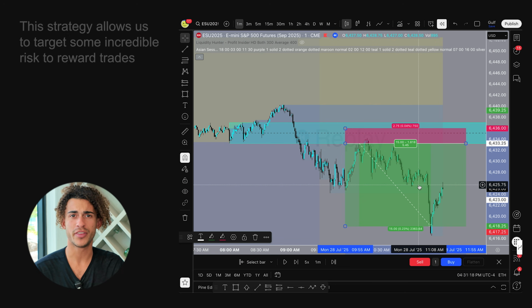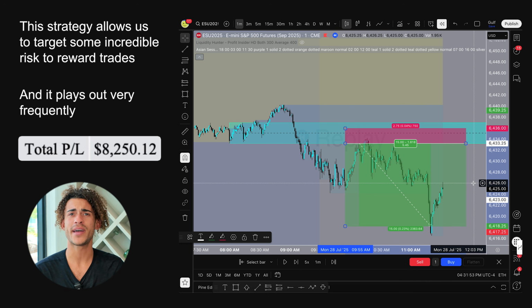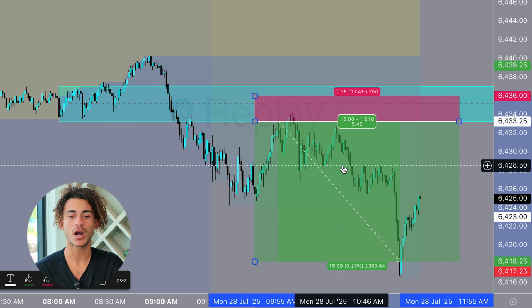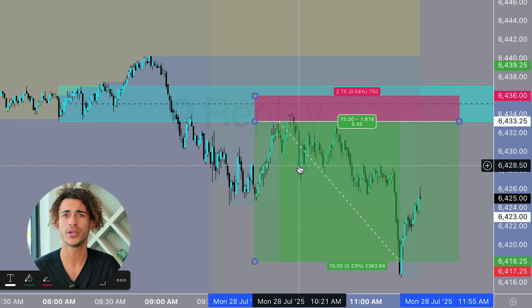As you guys can see, this strategy allows us to target some incredible risk to reward trades, and it plays out very frequently. I made around $8,000 on this trade. I'll pop up my results right here. It's important to be patient and allow this setup to play out, guys, because most people probably would have exited right here or exited right here when the price didn't immediately go down, but that's not what we're doing. We are waiting for price to either hit our take profit or hit our stop loss.